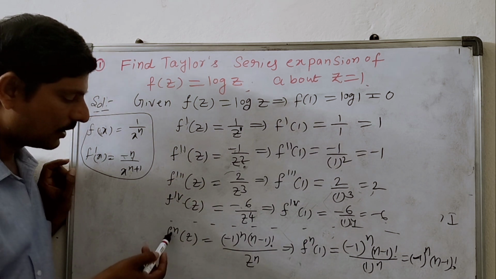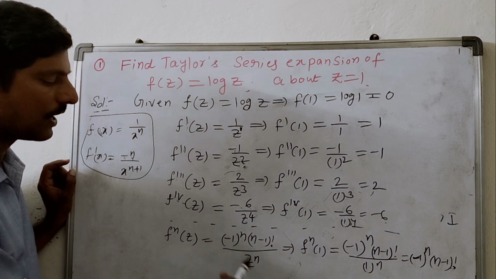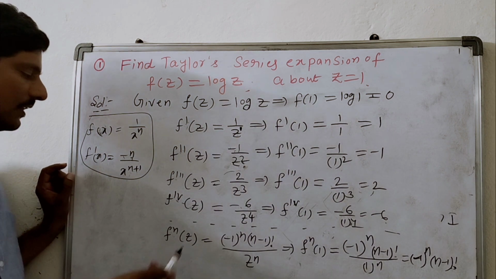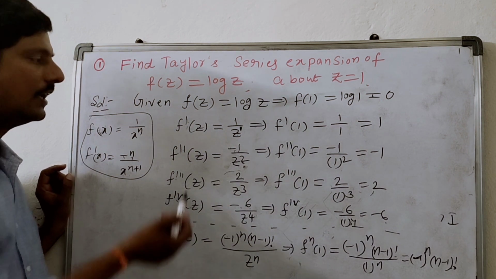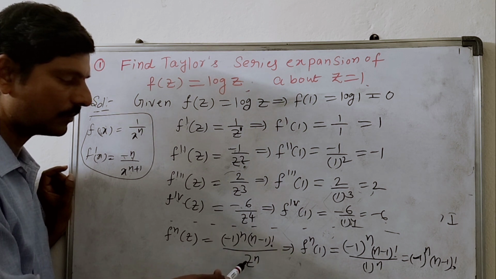Okay, clear. So f power n z is equal to -1 whole power n into n-1 factorial by z power n. This is our nth order derivative. Okay, the nth order derivative of log z is -1 whole power n into n-1 factorial by z power n.